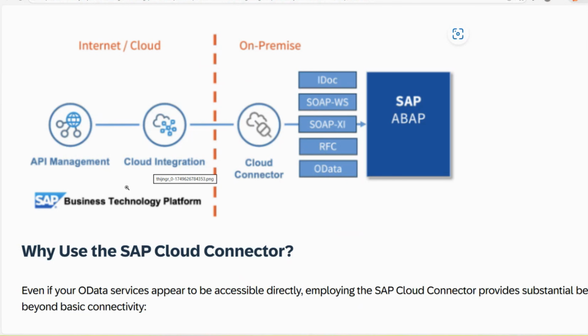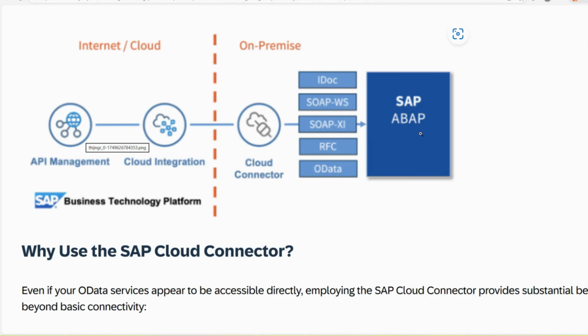SAP Business Technology Platform has some services like cloud integration and API management. In the on-prem system, we have SAP, and then we have IDocs, SOAP services, RFCs, and we have one more machine which has a cloud connector. Let's assume an example where a vendor needs to get some purchase order information from this on-prem SAP system. So we want to use the SAP standard API management.